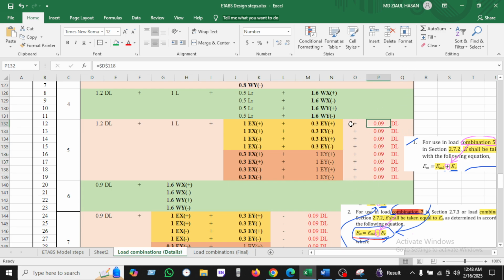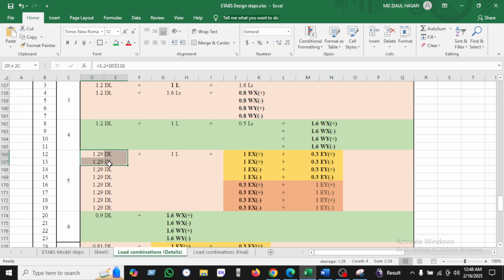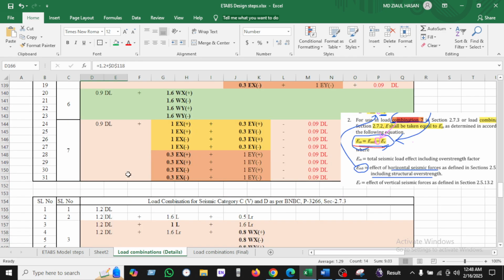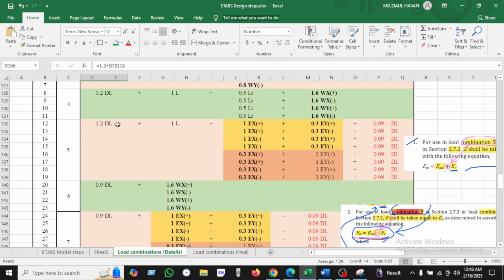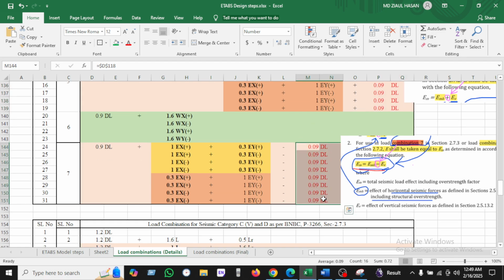So if we add this value with 1.2, then we will get 1.29. That's why I'm not taking the dead load again here, because we are just moving this dead load here. All the dead load we have been taking in this way, in these places. So that's why we have been taking positive, and we are also calculating the vertical here.